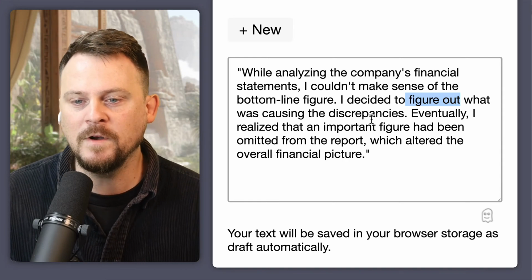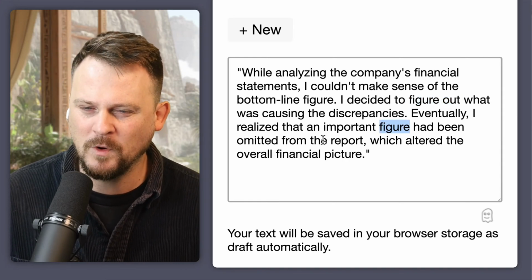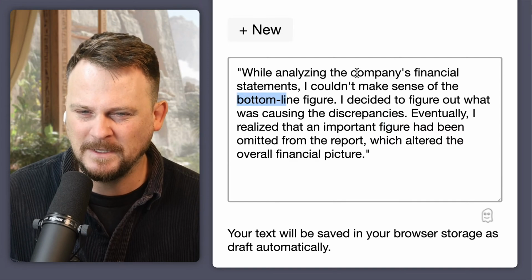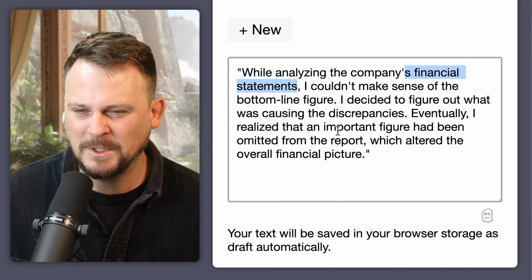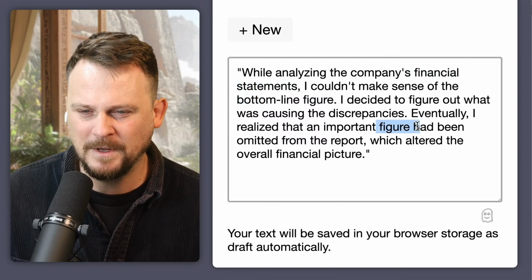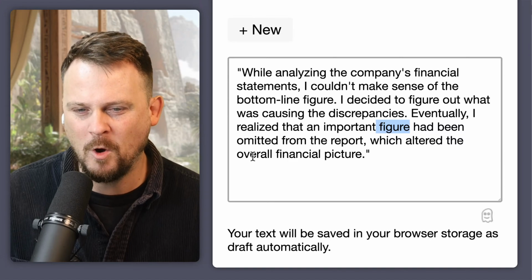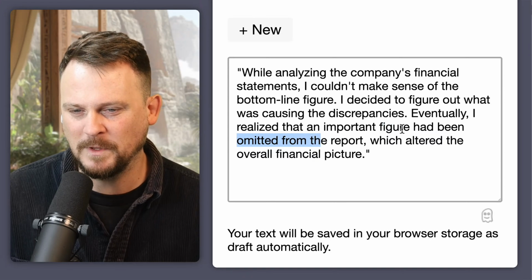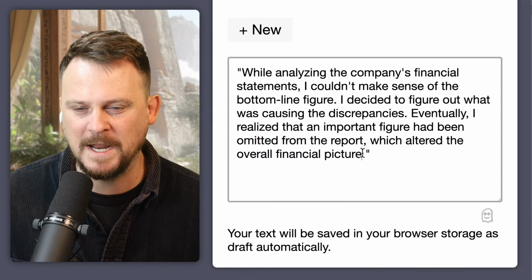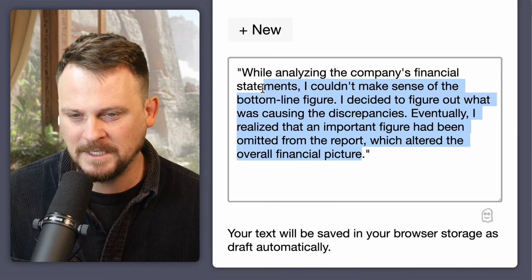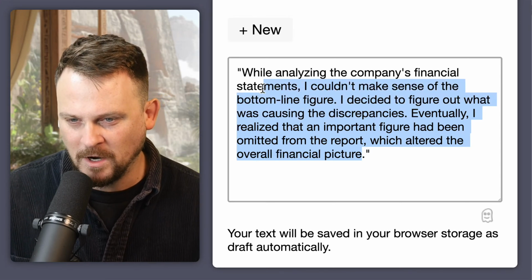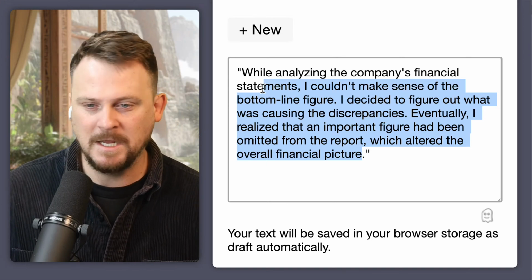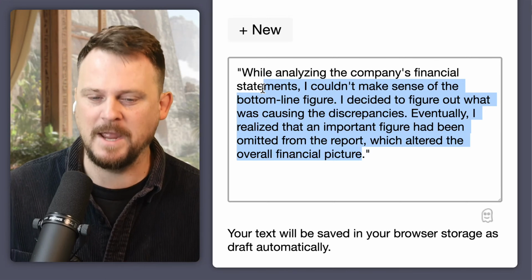I realized that an important figure had been omitted. Okay, an important figure also related to the statement, right? This company's financial statements. So that might also be a kind of number. Is it just any number? Had been omitted from the report. Okay, omitted. Maybe I don't even know what that means, okay? Which altered the overall financial picture. So we're talking about finances here. Some things are wrong. I need to understand what's going on. Something about that, maybe. Okay.